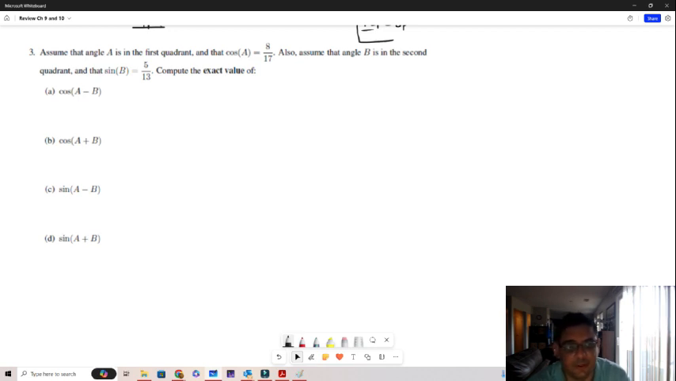So for the first one, this time I'm just going to make it with a triangle. I'm going to call alpha A to be here. And so the adjacent is 8 and the hypotenuse is 17. I'm going to call the opposite y to make it simpler. And so I'm going to have 17 squared equals y squared plus 8 squared.